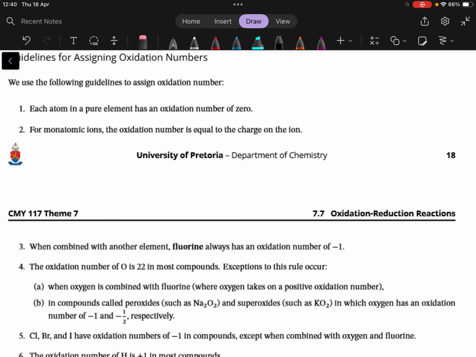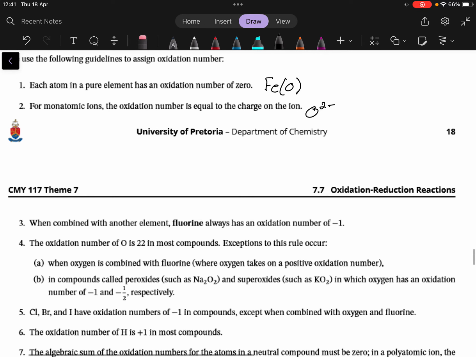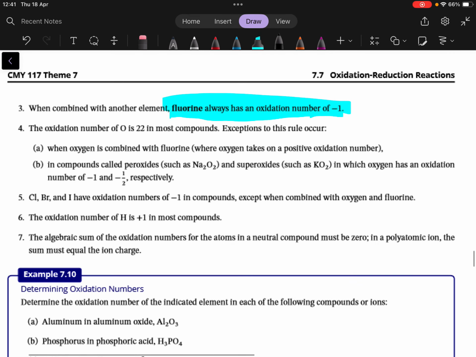Atoms in pure elements have an oxidation number of 0, so that's like iron 0, or aluminium 0. For monoatomic ions, the oxidation number is equal to the charge on the ion, so let's say it's 2 minus, then it means it's minus 2. When combined with another element, fluorine has an oxidation number of -1. Why? Because it's the most electronegative species on the periodic table, so it will carry a -1.